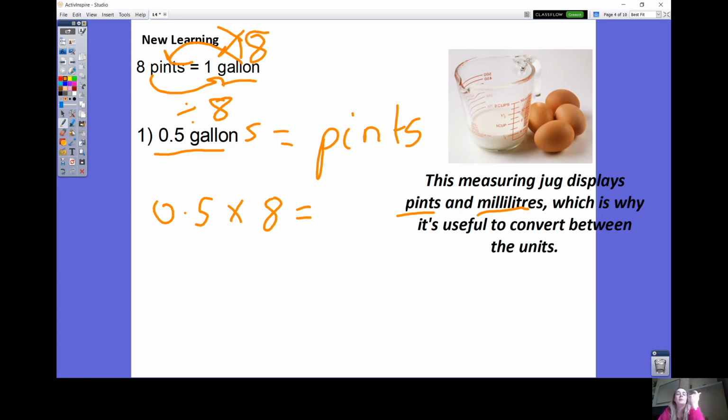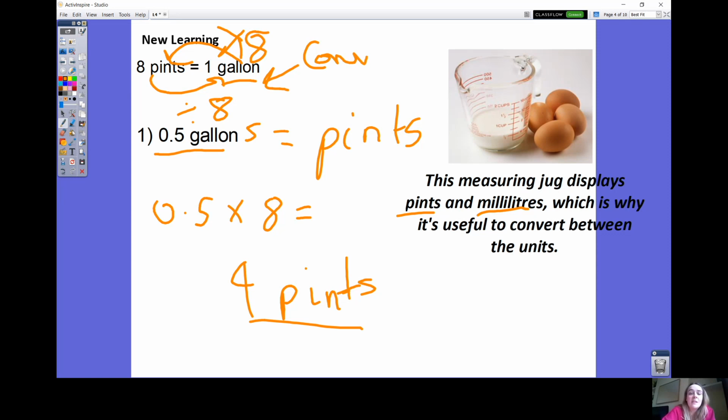You can do that in your head: 0.5, 1, 1.5, 2, 2.5, 3, 3.5, 4. So 0.5 gallons is equal to 4 pints. You could have worked that out by doing multiplication, or you could have known that multiplying something by 0.5 is equivalent to multiplying by a half, which is the same as halving it. So 0.5 gallons is equal to 4 pints, using the conversion factor of 8.